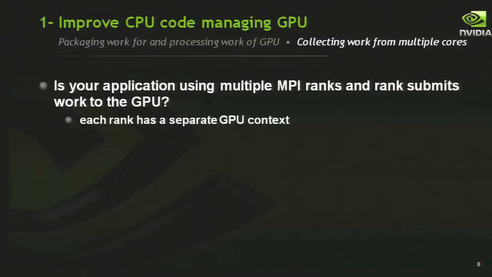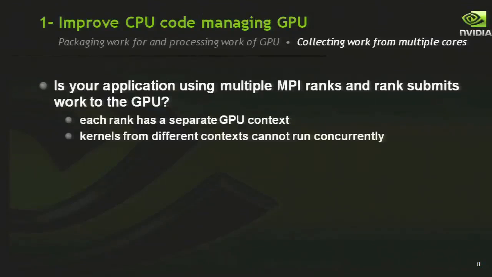The problem is that each MPI rank has a separate GPU context. And kernels from different contexts don't run on the machine at the same time. So I'll give an example of why this is such a bad thing and why it's an even worse thing at scale. But just as a preamble, you don't need to do this. So there's ways around running into this issue.